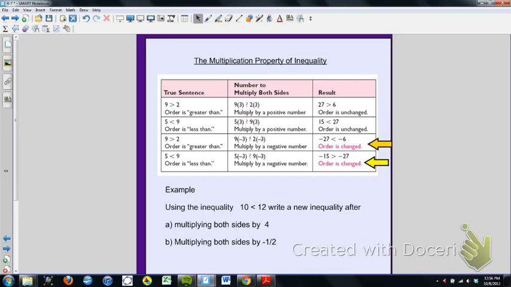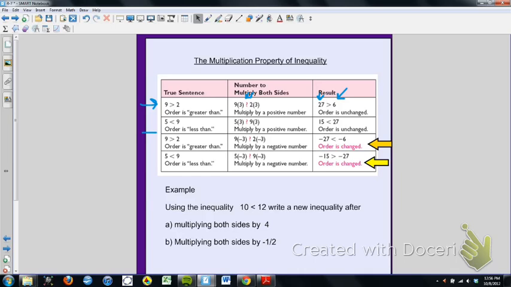Another thing that you need to make sure that you have in your notes is the multiplication property of inequalities. Let's say that we start with a true sentence. So I'm at this point in the table. 9 is greater than 2. We know that 9 is greater than 2. But what happens when we multiply both sides of the inequality by 3? 9 times 3 and 2 times 3, well, the result is 27 is greater than 6. So the order, the object on the left-hand side is still greater than the object on the right-hand side.